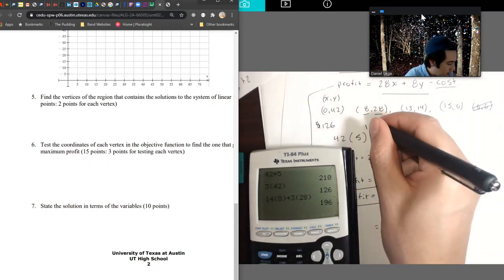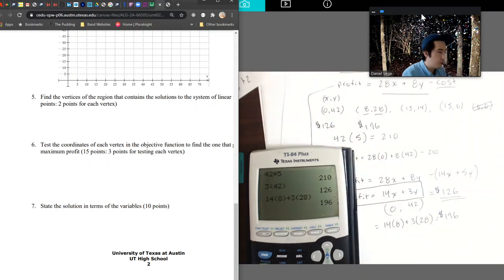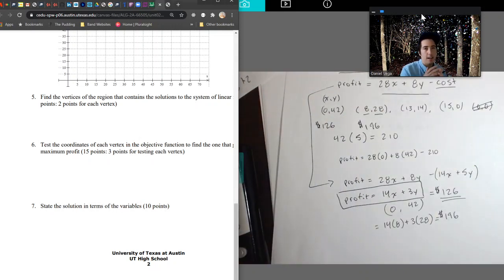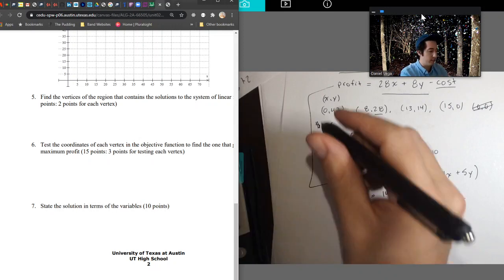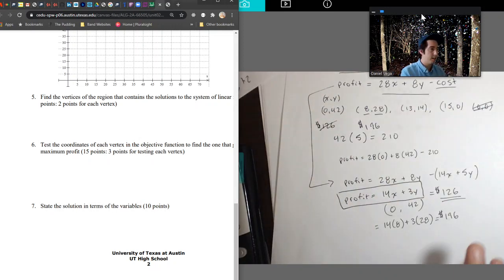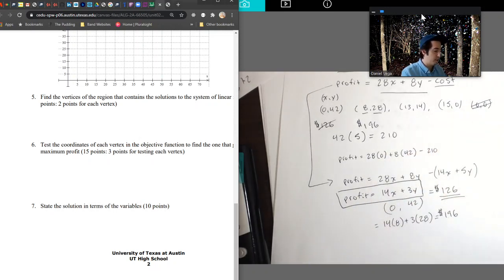So if you were to buy 8 giant potted plants, 28 hanging plants, you'd make $196 if you sold it all. If you take into account the cost and the spacing and all that, which is more than 126. So right now, that's the winner so far. All right, let's now do 13, 14. So now we'll do this again.